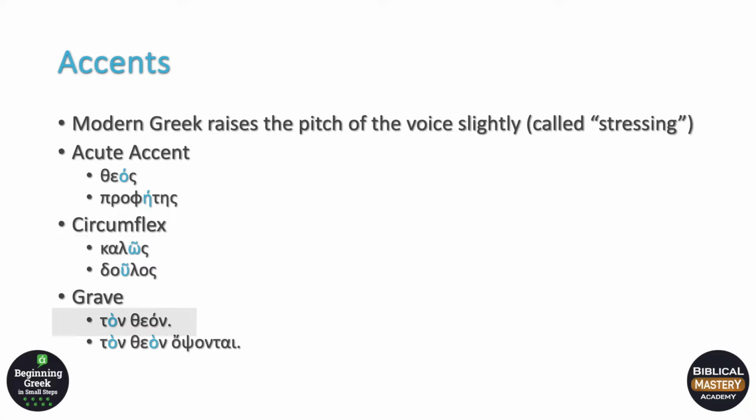And then finally there's the grave, which tends to be the accent that gets switched around when a word is followed by a word which is going to have its own accent on it. You tend to find that the word prior to it switches from an acute to a grave accent. So these are the 3 accents that we tend to find in our modern Greek texts.